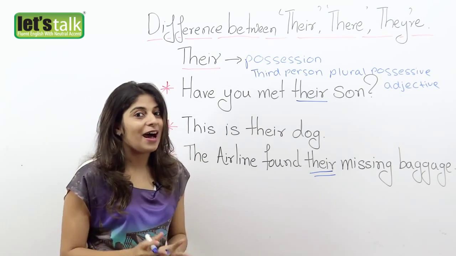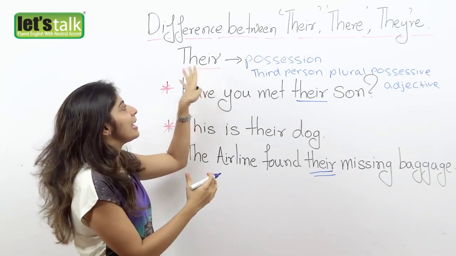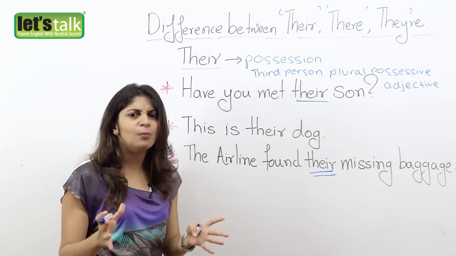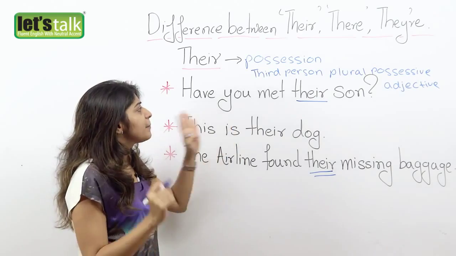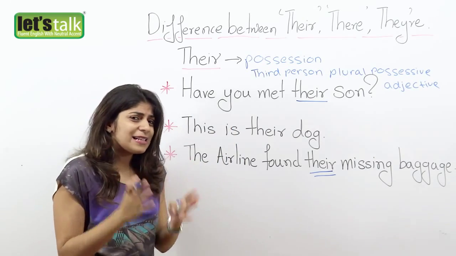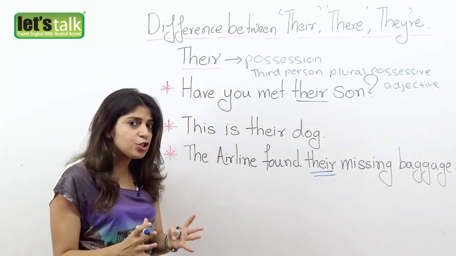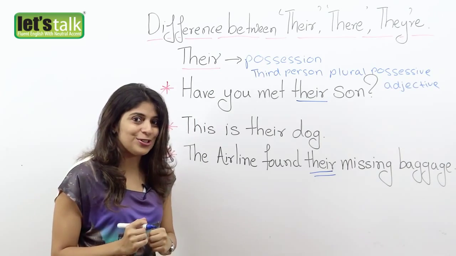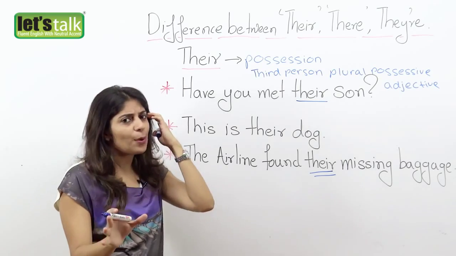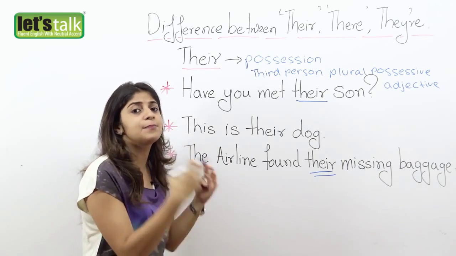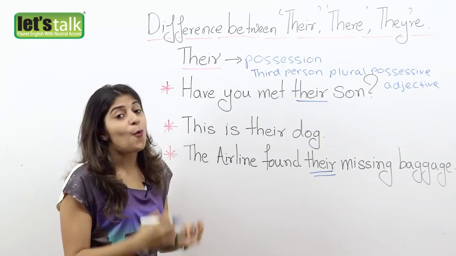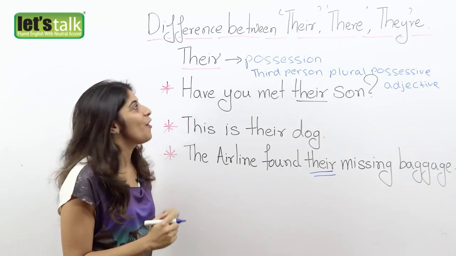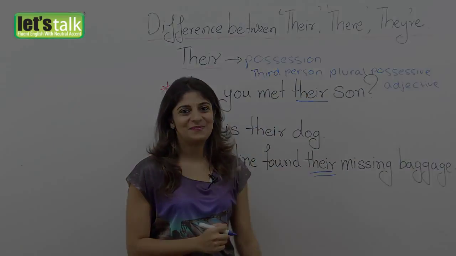Now, most of the times, the word their, that is T-H-E-I-R, is followed by a noun. And usually, except for serving as an adjective, their has no other usage in English language. So it's pretty simple. Once you understand the rule that it indicates possession, then you would know when to use it correctly. Now let's look at the functions of the word there.